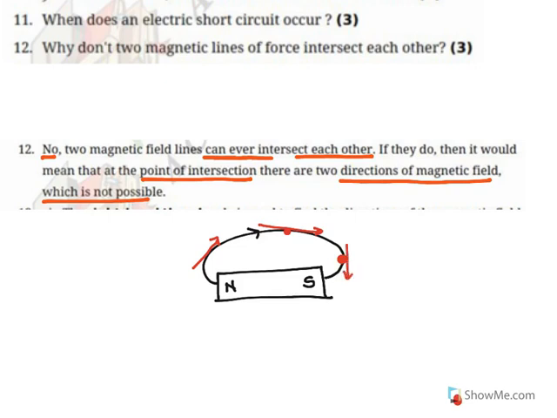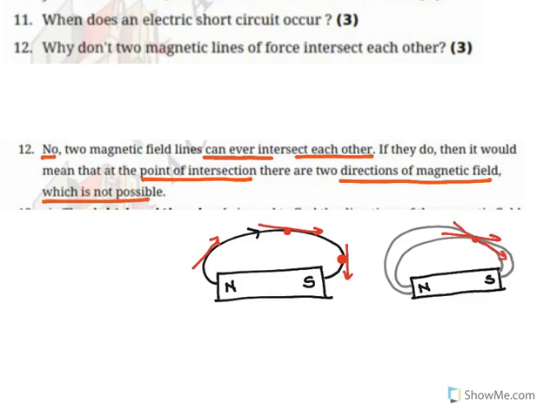But what would happen if they were to intersect? Suppose they were to intersect, this never happens, but if they were to intersect, then there would be two tangents. That means a compass needle would have two positions, but this never happens. So we say the field lines never intersect because at every point the magnetic field has only one direction.